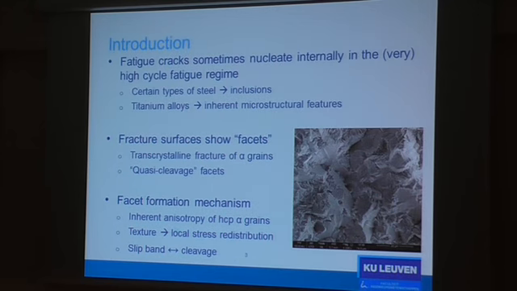In the case of titanium, there are almost no inclusions. We all know the fisheye failures from steel, but in titanium, the internal cracks start from inherent microstructural features. What we see on the fracture surface are facets. In this picture, the facets, what I call facets, are very planar cracks. Actually every facet is an alpha grain that is broken in a transcrystalline way.